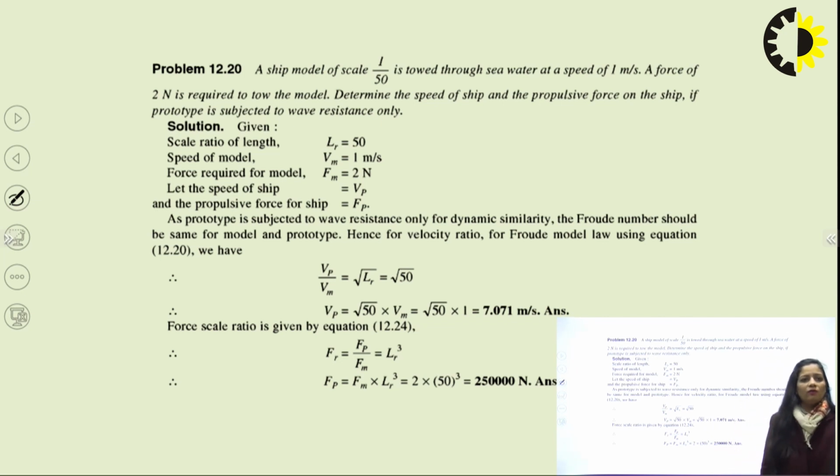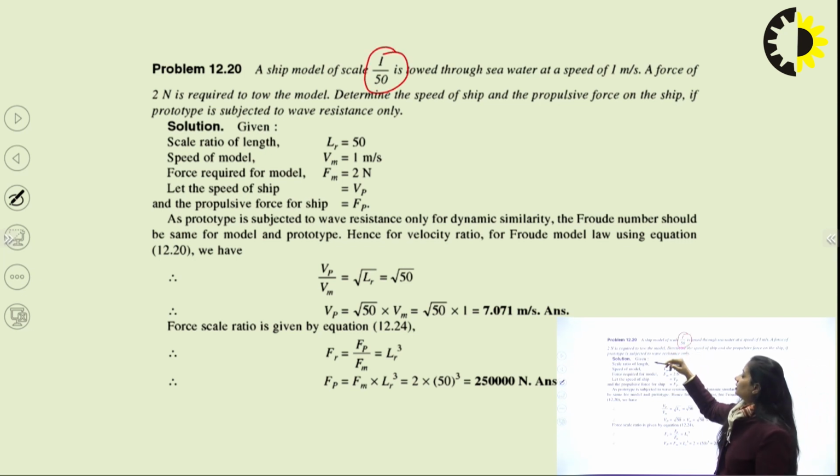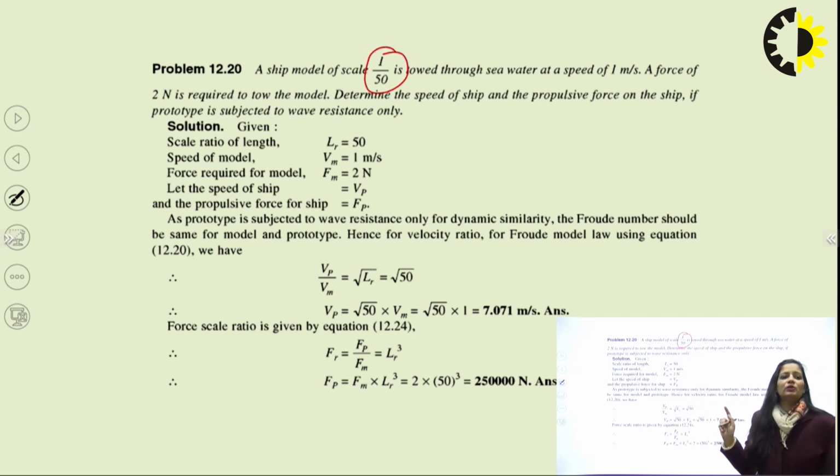Now what our next question states, you can see the ship model of a scale 1/50 is towed through sea water at a speed of 1 meter per second. Again here you can see that 1/50 means the length ratio is given here.